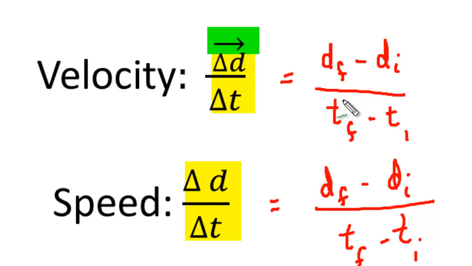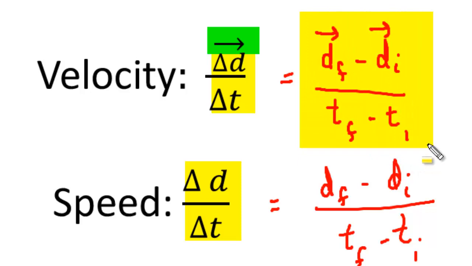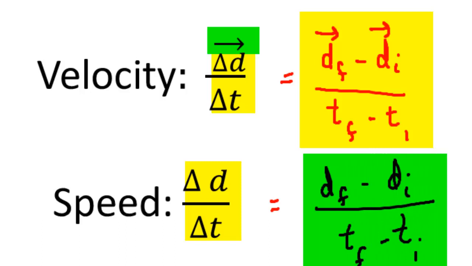So that means over here, we have to have an arrow. We're not talking about distance, we're talking about displacement. Displacement includes direction. It's a vector. Remember that arrow means vector. So the difference between velocity and speed is that velocity is the change in displacement over time. It includes direction. It is a vector, whereas speed is just the change in distance over time. It does not include a vector.